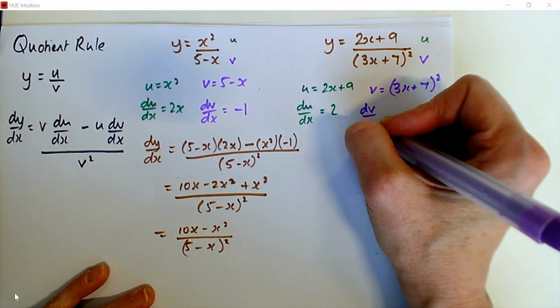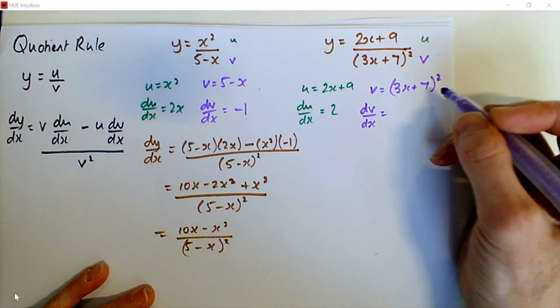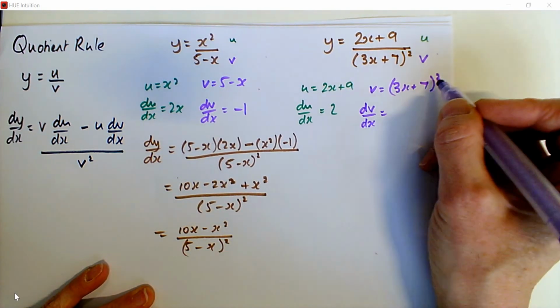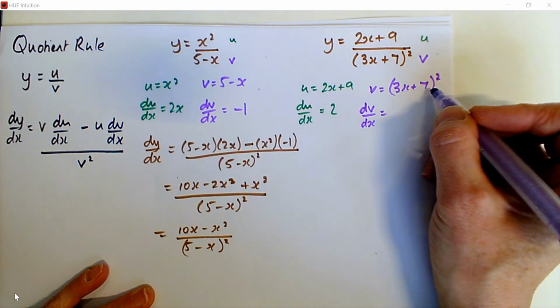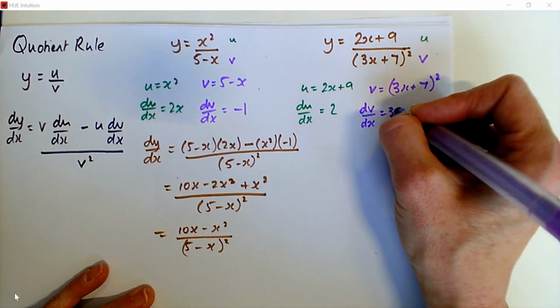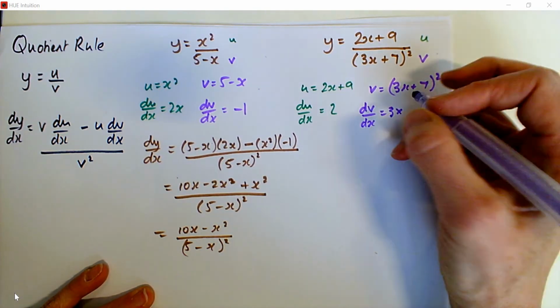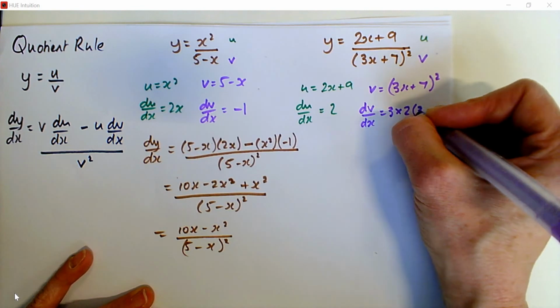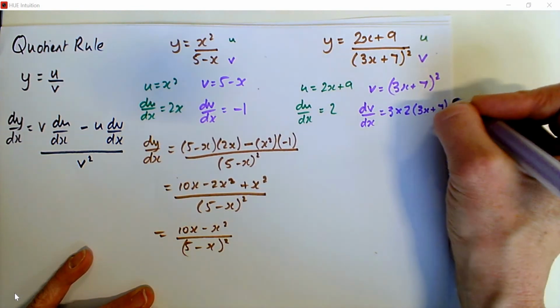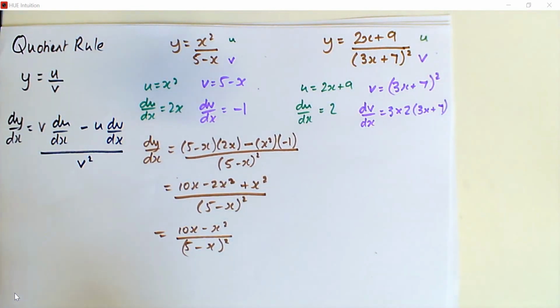So I'm going to use the chain rule but in my head. I know that I'm going to multiply by the derivative of the bracket. So I'm going to have 3 times, and then I bring the power down, then I write my bracket, and then I reduce the power by 1. Okay, right, so now we can pop those into the formula.